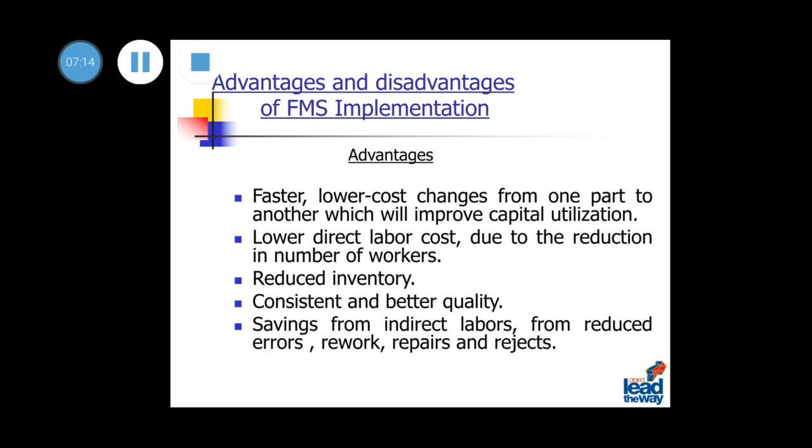Advantages and disadvantages of FMS implementation. Advantages include the process is faster, lower cost, less direct labor cost due to the reduction in the number of workers, reduced inventory, consistent, better quality, savings from indirect labor, from reduced errors, rework, repairs, and rejects.